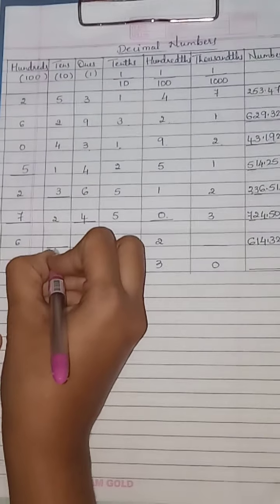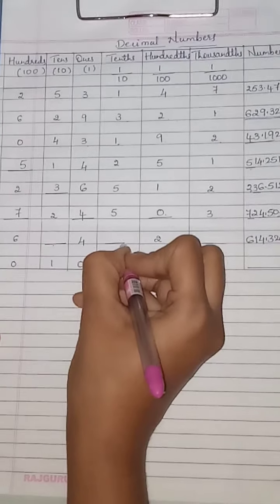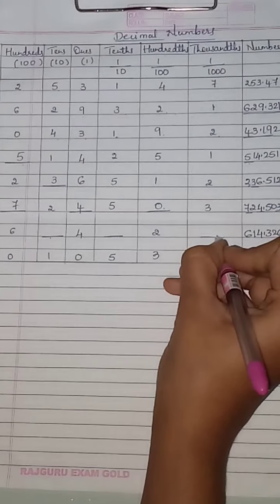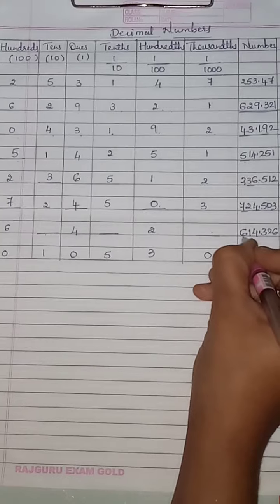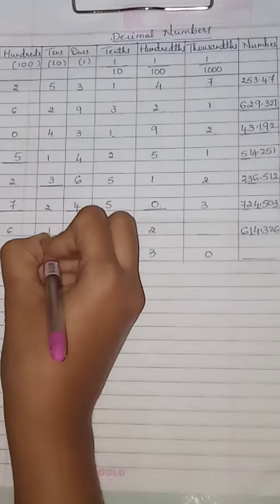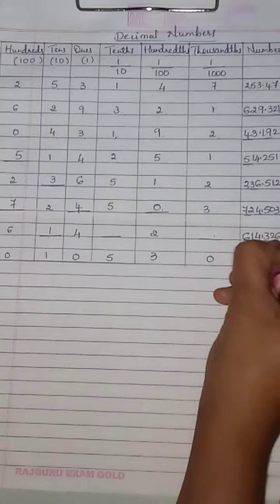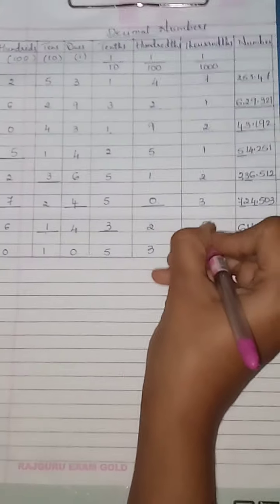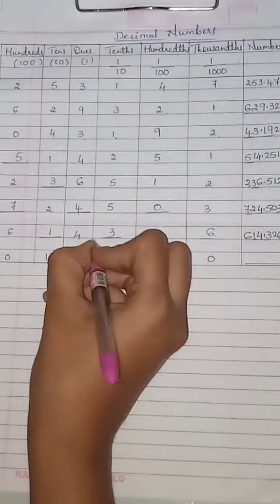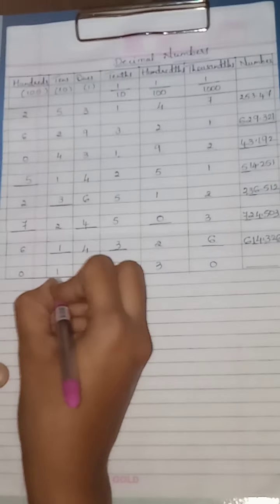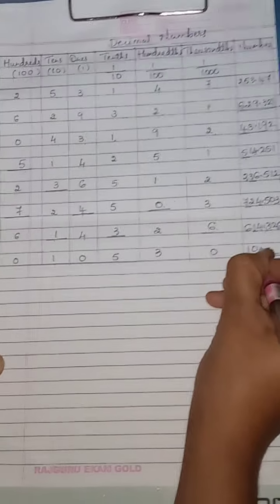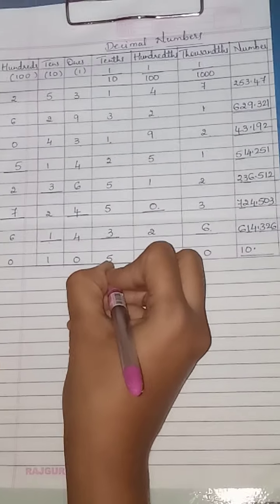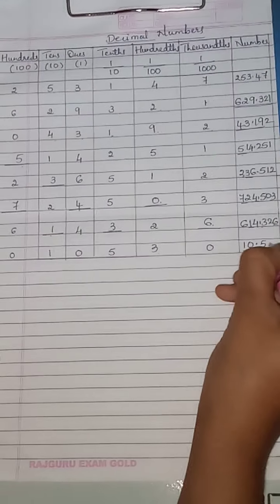Next, the tens place is blank, the tenths place is blank, and the thousandths place is blank here. In the tens place 1 is there, in the tenths place 3 is there, and in the thousandths place 6 is there. That is 614.326. The last one is, hundreds place 0 is there. You can leave it. The whole number is 10 here. Point, the decimal part is 530. 10.530.